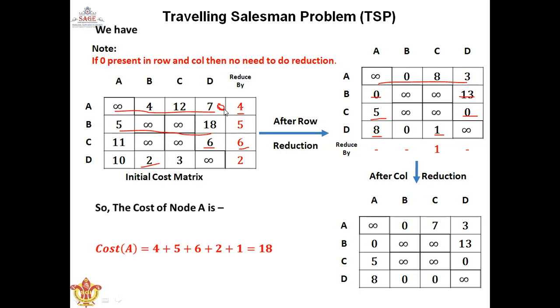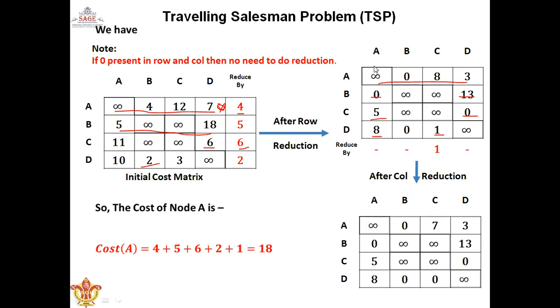So that's why we are not going to reduce that one. While doing row reduction, we'll have to take care that no row should contain 0. If a row contains 0, we are not going to reduce that row. Okay. So similarly, we are going to do here what?